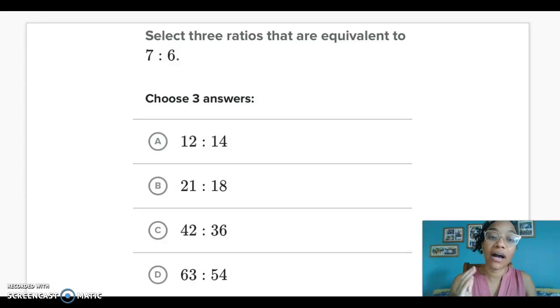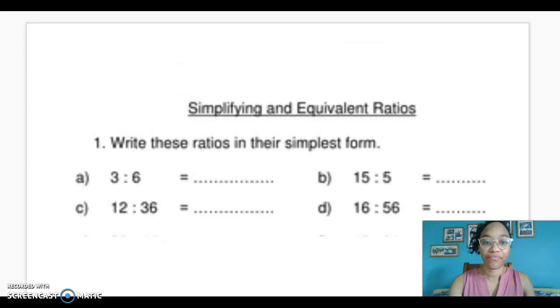I want you to look at the other answers and see how they follow the correct order. See how they use the same times table multiplier to move from 7 to 6 to these other ratios. Remember, there are infinite equivalent ratios for any given ratio.